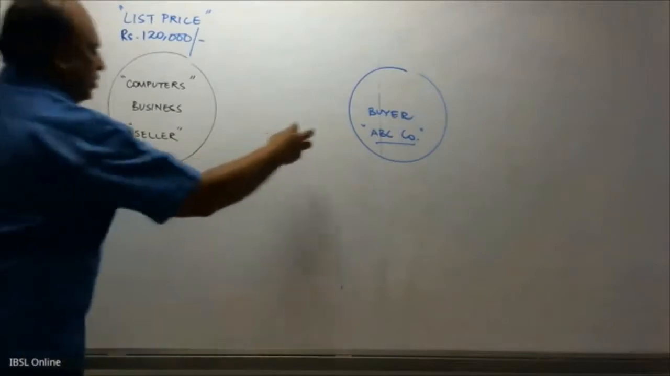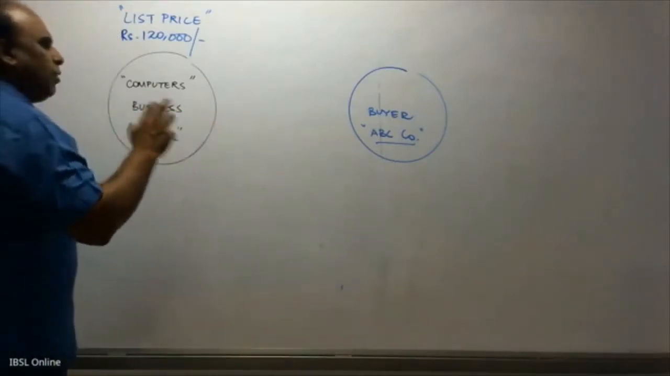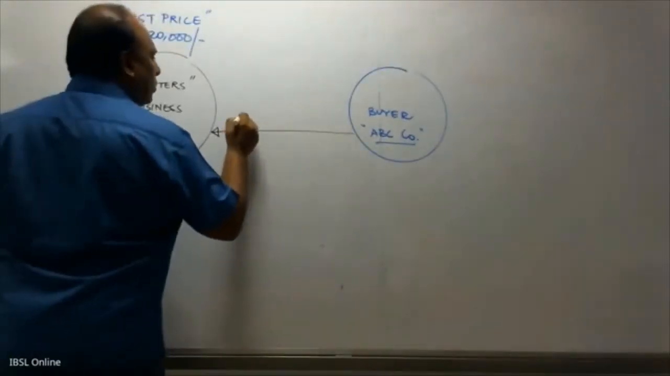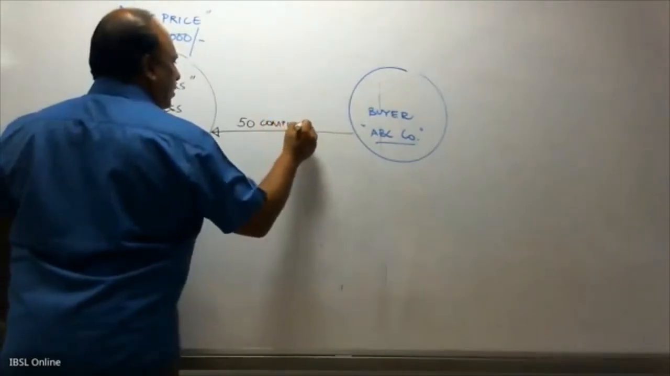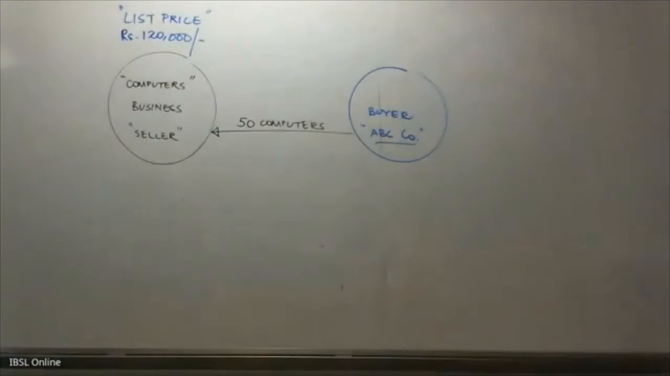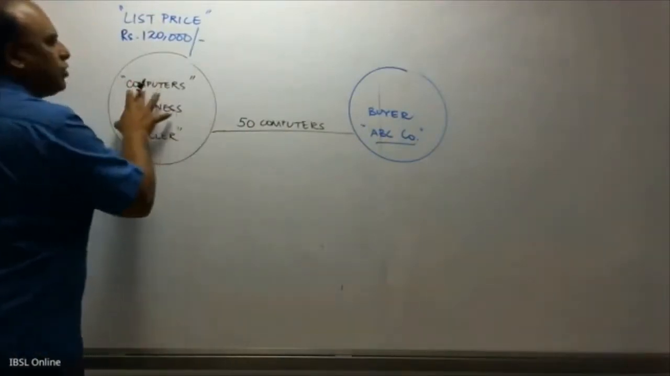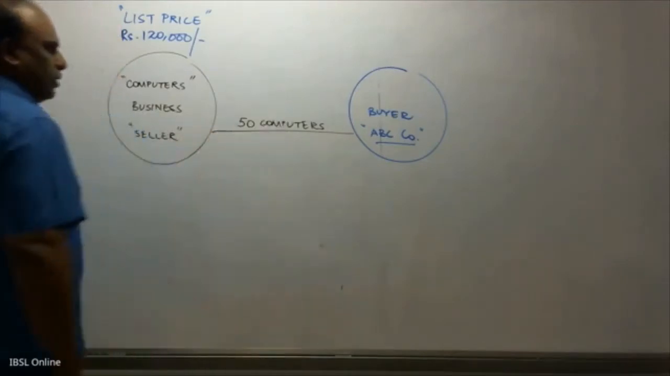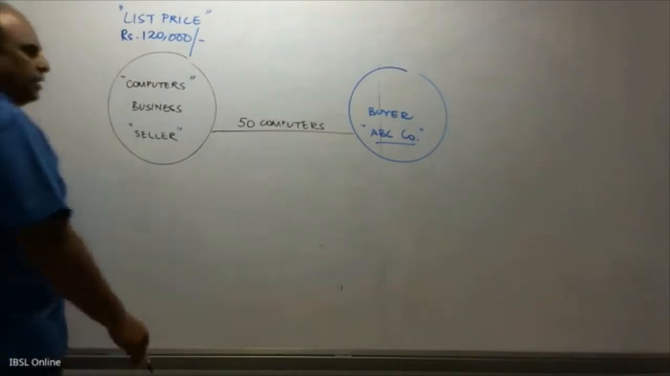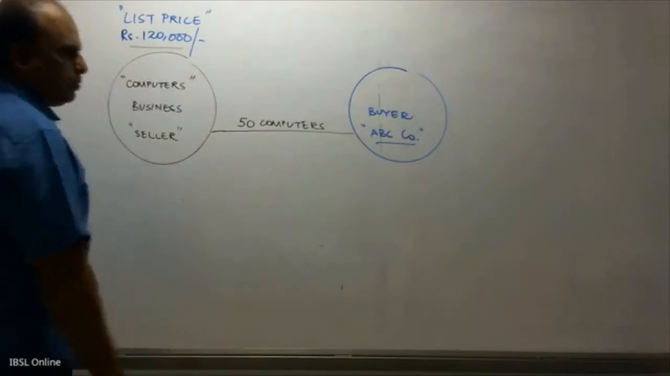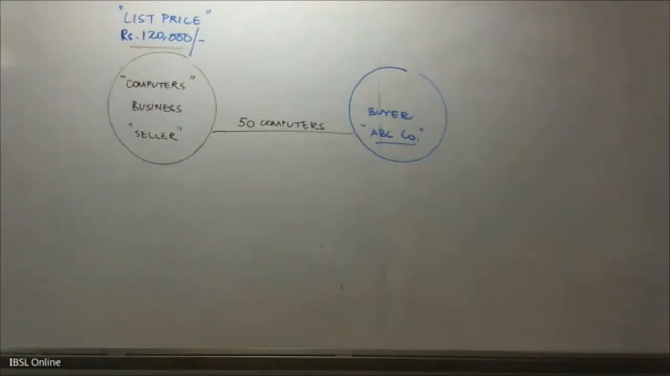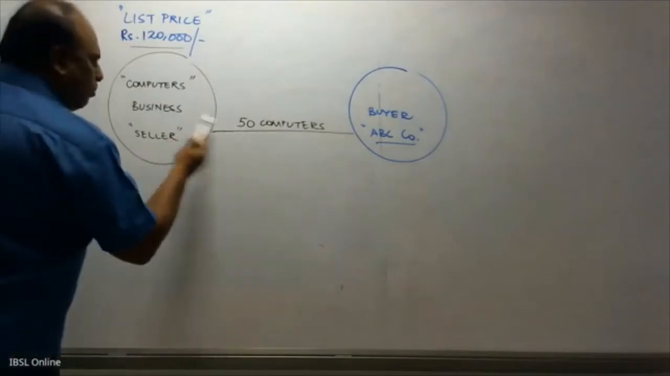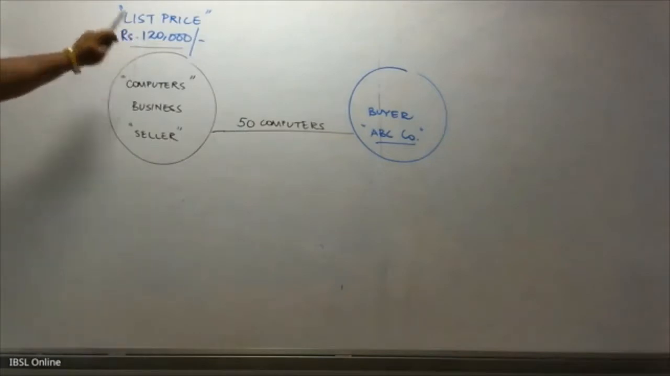Now this person comes to your company and asks, look, I want to buy 50 computers. So 50 computers is a large quantity. Do you have in stock? The buyer, ABC company, is asking me. I say, yes, I have 50 computers, I can give you. Then he asks, what is the price? Each is priced at 120. So now this person is not very keen to buy it at 120. He says, look, I am buying 50 computers from you. Can't you reduce this price?